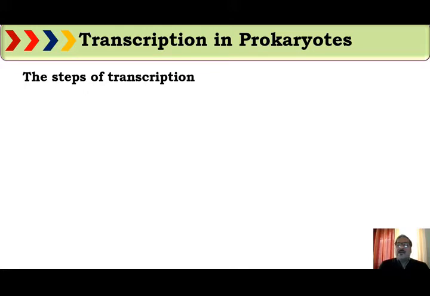Unlike the DNA polymerase, it can initiate transcription by itself. That is, it doesn't need any primase here. And more exactly, it is a DNA dependent RNA polymerase enzyme. Now, the steps in the transcription of prokaryotes, we segregate them into three major steps.